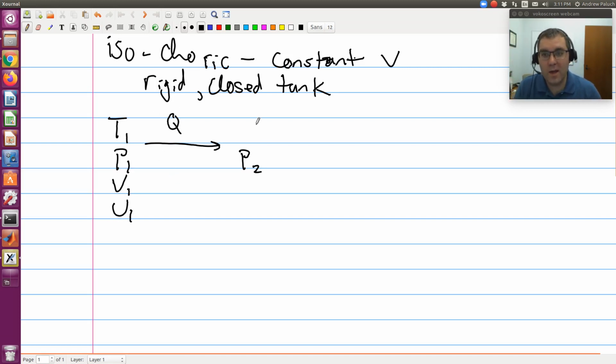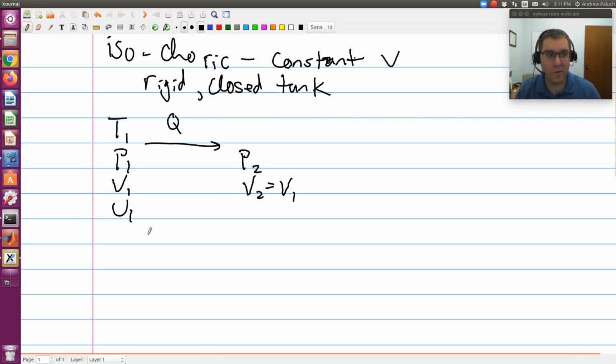So the key is, rigid closed tank, so volume's constant. So I know all of these. For my final state, I know P2. If it's a single component, single phase system, I need something else. In this case, I know V, and I know V2 is going to be equal to V1. Now how do we go about solving a case like this?